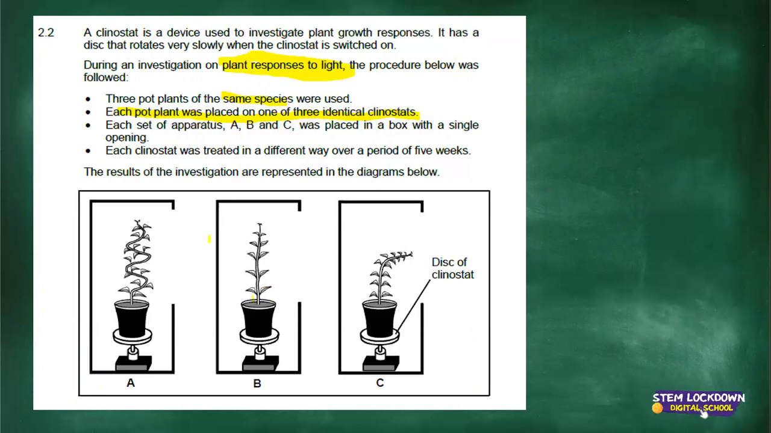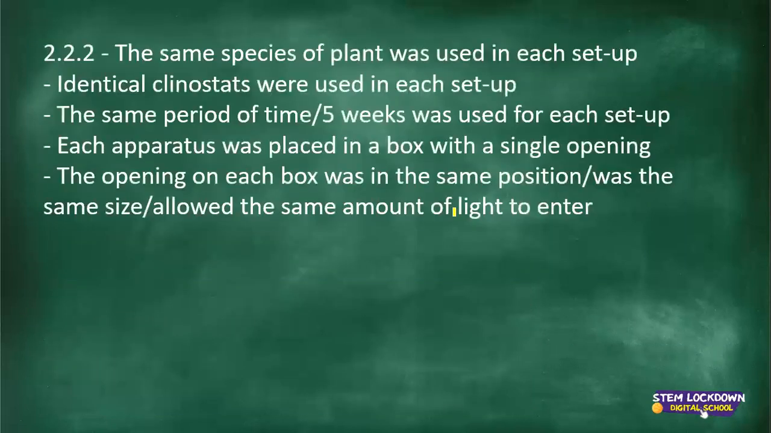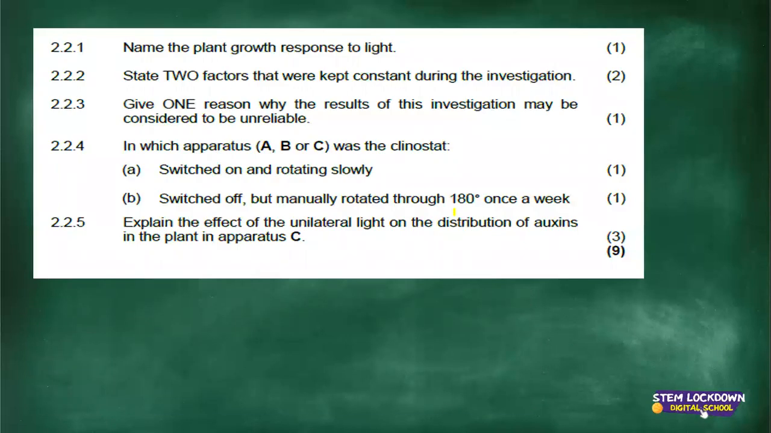Okay, noted. It was rotating quite slowly, right? So it was rotating quite slowly, and you see it moved straight up, just up there. And then the next one here, question B: which one was switched off but manually rotated through 180 degrees a week?